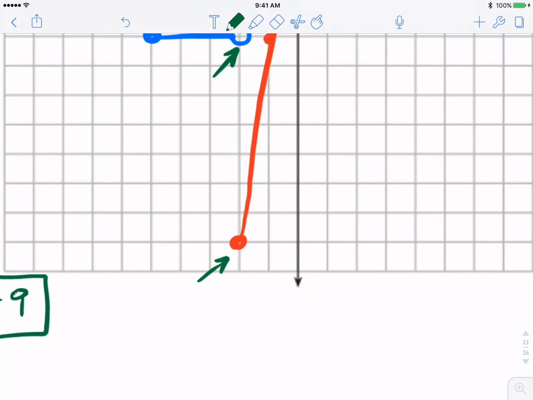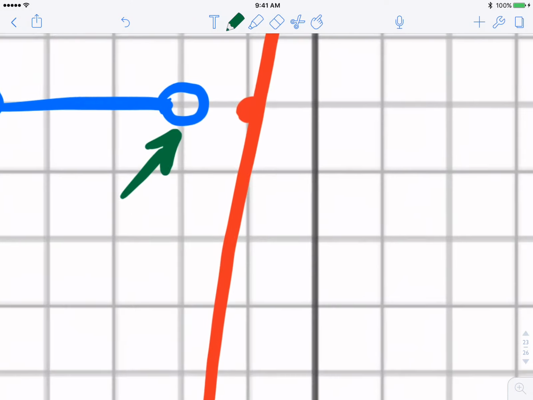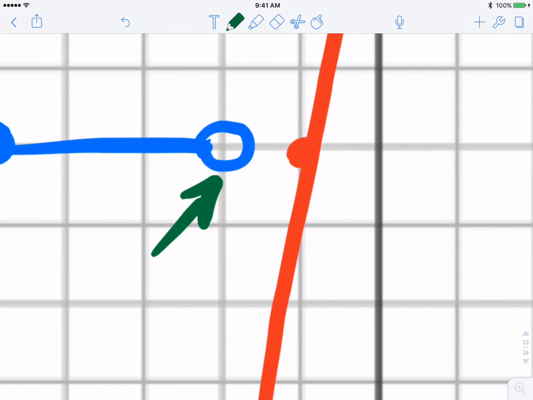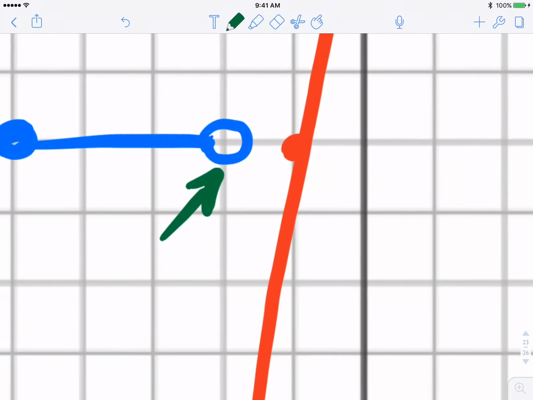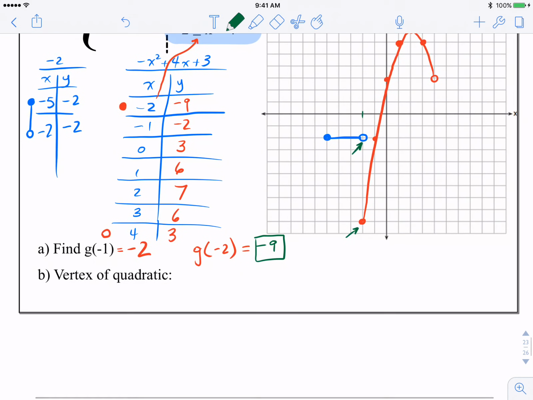So why did I choose that one? We're talking about included versus not included. Even though we kind of plotted a point there, there's not an actual point on that blue function at -2. It's right up into, but not touching -2. -2.1 it is, but not at -2. It's not on the graph, therefore we can't say the answer is -2.